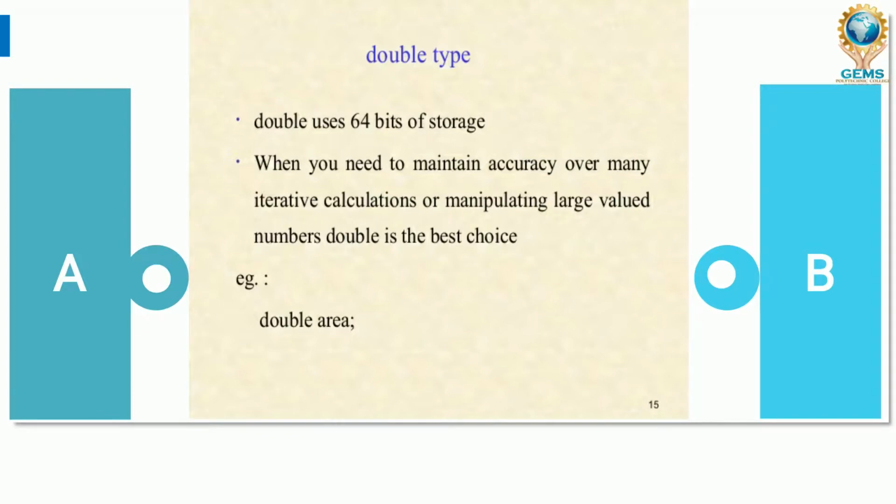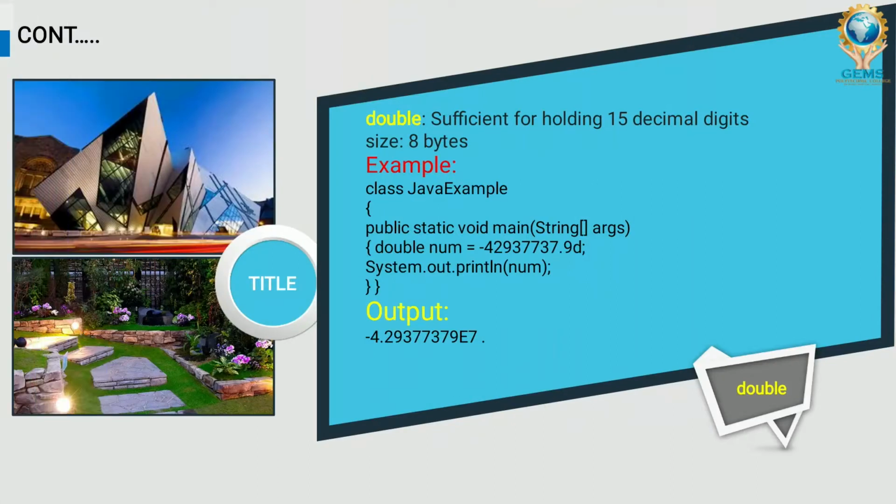Then double. Why is it called double? It is double of float. It contains 64 bits of storage. When you need to maintain accuracy in many iterative calculations or manipulate large valued numbers, double is the best choice. So double, same area, declaring the area with the double data type. Look, we are seeing the example. Double is sufficient for holding 15 decimal digits, size 8 bytes.